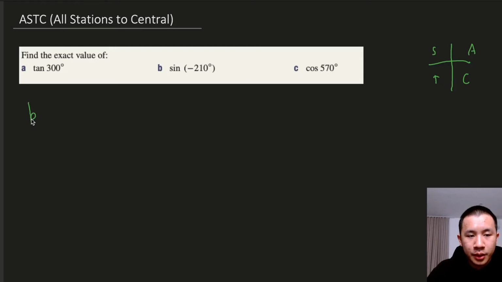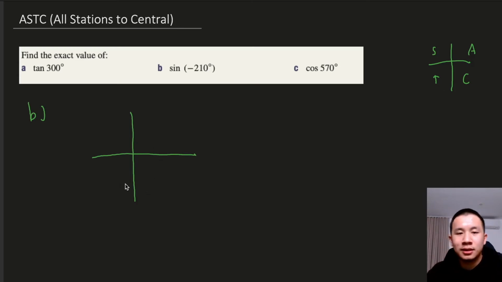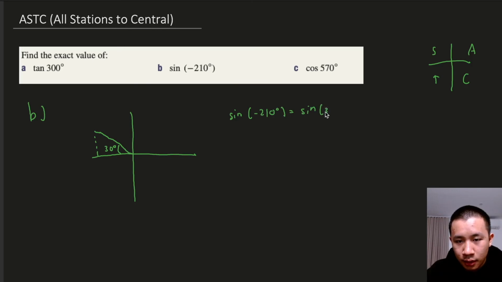Alright, so B is a special one because here we have a negative angle. When you have a negative angle, you want to rotate clockwise. Clockwise? Yes, clockwise. So negative 210 degrees would be in the second quadrant, where this is 30 degrees. And I know that sine is positive in this quadrant, according to ASTC. So sine negative 210 is the same as sine 30.